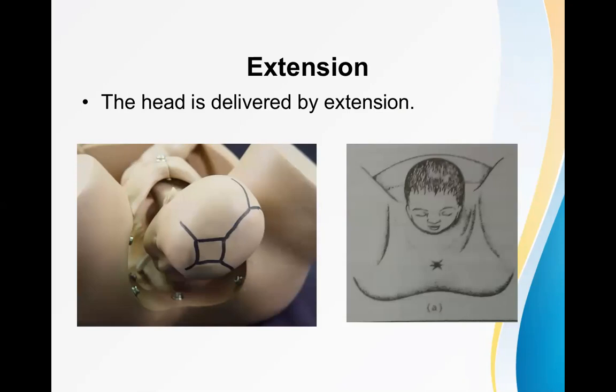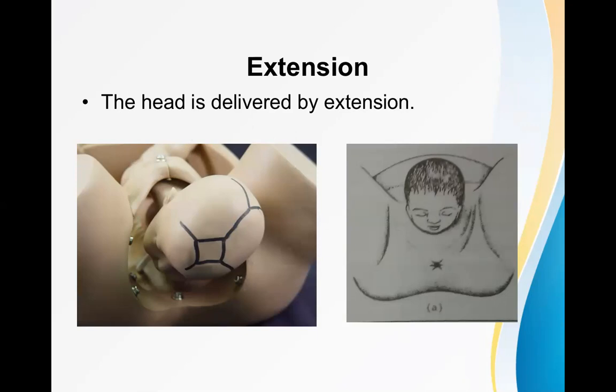Now another important step is the extension. Now see here, this is extension. Now what happened? The head is delivered by extension. So this is the extension. The head is extending here. Okay, the head has come out from the birth canal or from the vagina. So this is extension.